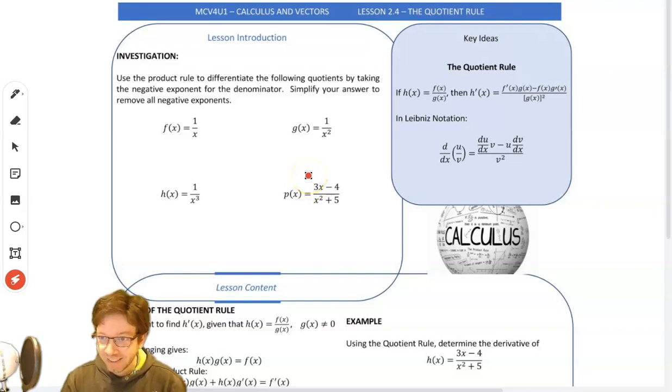So today's lesson is on the quotient rule. And what we're going to start with is a little investigation. We're going to find the derivative of these functions using the product rule, so what we did yesterday.